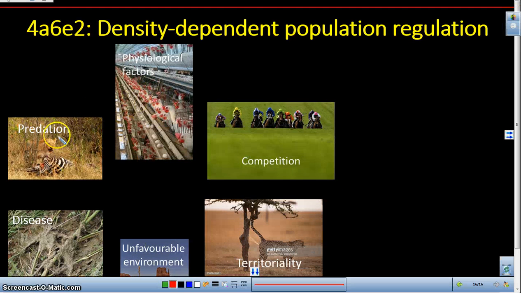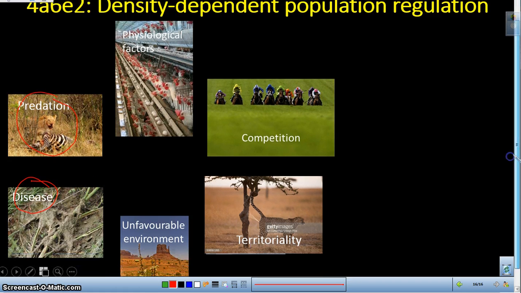Obviously, predation is going to be one. The more predators you have, that's going to affect the population, or the more prey, it's going to be easy for the predators to access that prey. We'll talk about that shortly here. Disease is very dependent upon a population. One individual gets that, they can share that disease with other individuals within the population. An unfavorable environment, that's not going to help a population at all.